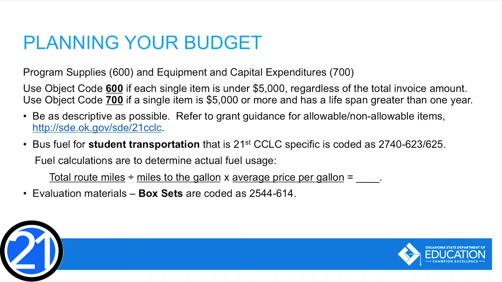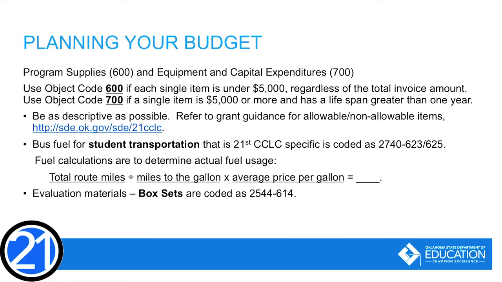These are typical items like technology or very large STEM or activity kits. With both codes, be as detailed as possible when writing your descriptions for both 600s and 700s, and refer to grant guidance for allowable and non-allowable items. For example, state guidance does not allow 21st Century funds to be used to purchase furniture, decorative items, or religious items, as well as wiring or installation costs.